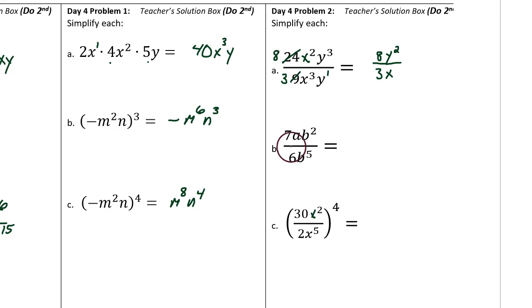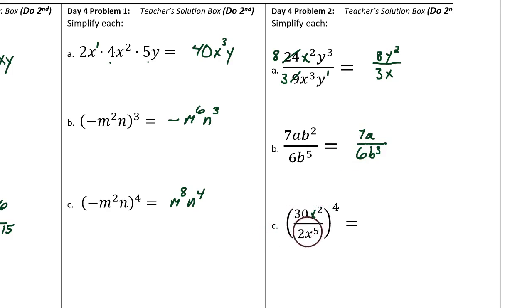Question B. 7 over 6 is not reducible. So in the final answer, there'll be a 7 on top, a 6 on bottom. There's an a on top, but no a's in the bottom to cancel with it, so there's an a on the top. Now the letter B. Let's subtract the exponents. 5 subtract 2 is a 3. Where are the 3 b's, top or bottom? They're in the bottom.